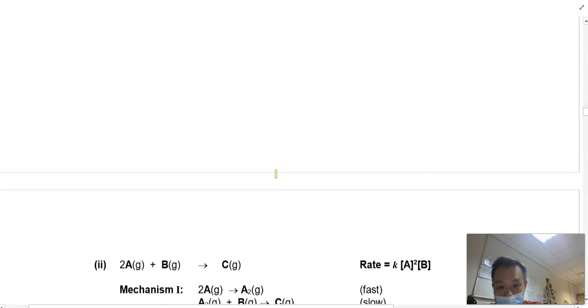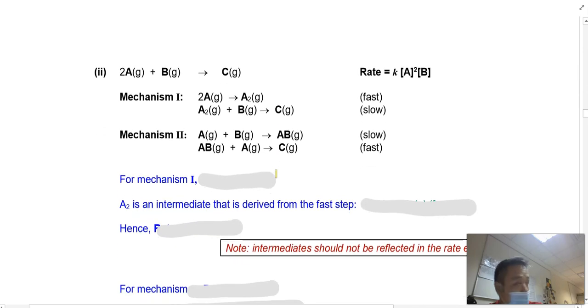For part 2, this is the equation given. Again, this is the rate law: rate = k[A]^2[B]. Some of you may think that this is elementary, but given the context of the question, it's not going to be elementary. There are two mechanisms proposed for it, so focus on the slow step. Let's take a look at mechanism 1.